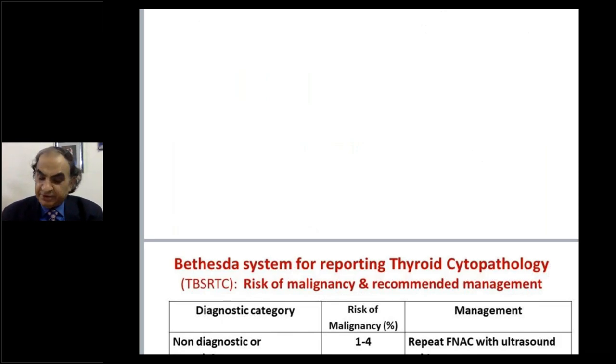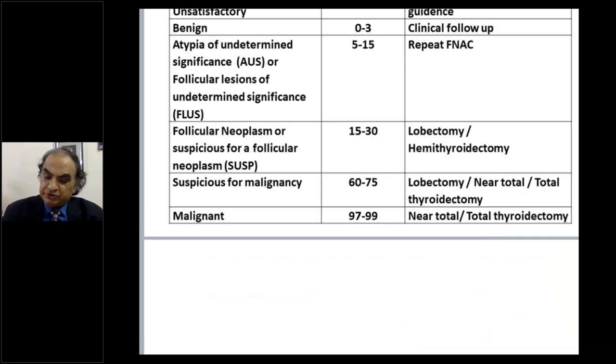This is the Bethesda system. And the first one I mentioned here, you know, this is the recommended system for most of us. The diagnostic category, risk of malignancy and management. And the first one is non-diagnostic, which means you're not able to get adequate material, which is not great news. You should repeat with ultrasound guidance. So this is important to understand. Then, of course, unsatisfactory. Benign is 0 to 3.